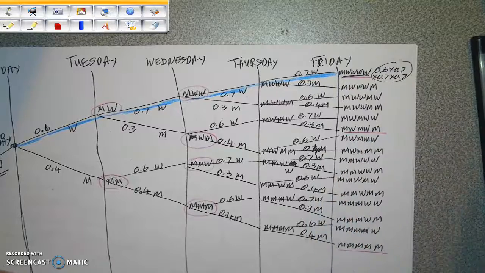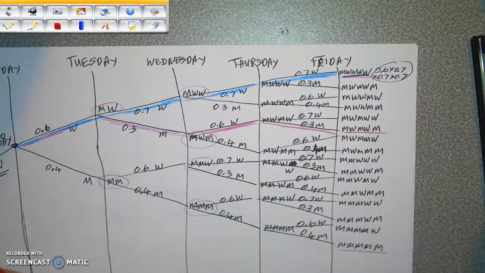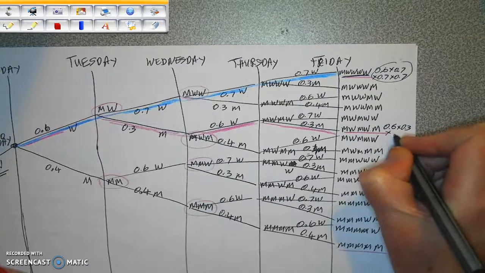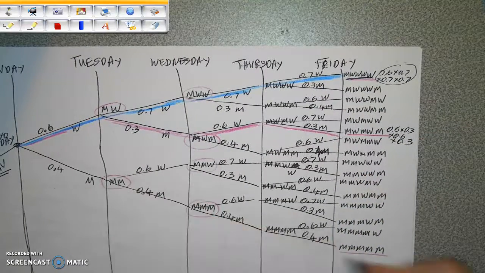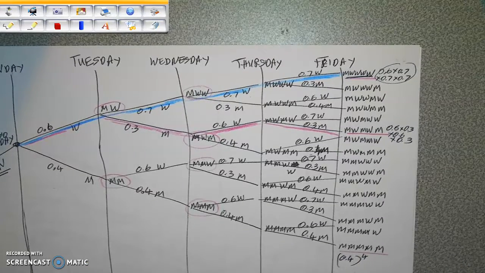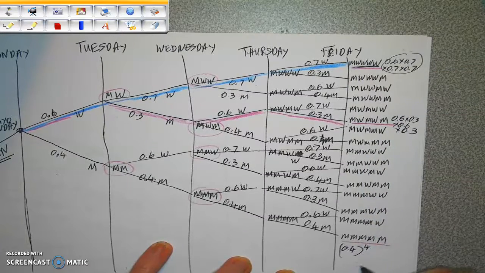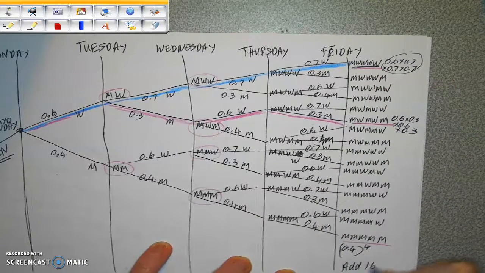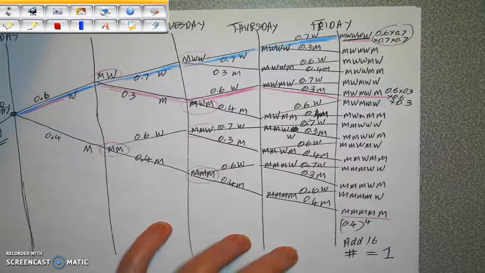The probability for this guy, let's try and trace it. So it's coming up this way, then down this way, then up this way, then down this way. That's going to be 0.6 times 0.3 times 0.6 times 0.3. And the last one for the Mayo the whole way is 0.4 to the power of 4, because there's four of them multiplied together. If you work out each one of these and add them all up, there's 16 items here. When you add the 16 numbers, you should get one, because that's probability, right? It always adds up to one.